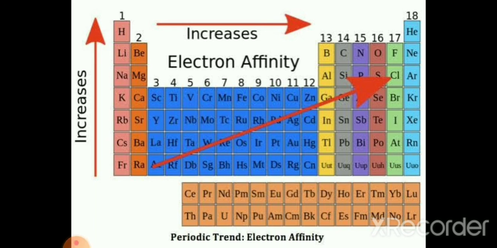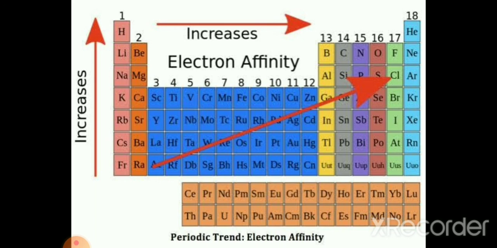Electron gain enthalpy becomes more negative as we move across a period. We know that as we move across a period, the effective nuclear charge increases. Therefore, atomic size decreases across a period. Since the atomic size decreases, it will be easier to add an electron. Therefore, electron gain enthalpy increases across a period.